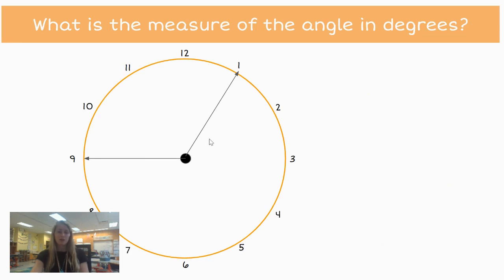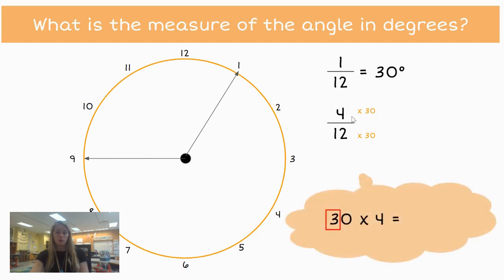Let's practice again. What is the measure of the angle in degrees? So we have to use our numbers along the side to see 1, 2, 3, 4. This is going to be 4/12. So we know each 12th is 30 degrees from the last one we just did. So 4/12 must be multiplied by 30 to find the total. 4/12 times 30 is 30 times 4, gives us 120. That tells me that this right here is 120 out of 360 degrees.